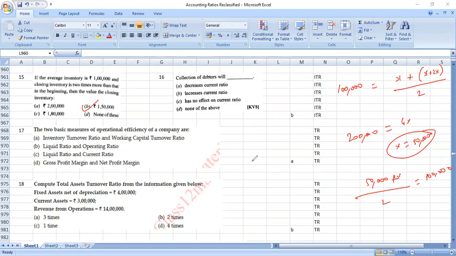You want me to solve this? 2 lakh is equal to 50,000 plus closing stock. Closing stock is equal to 1,50,000.